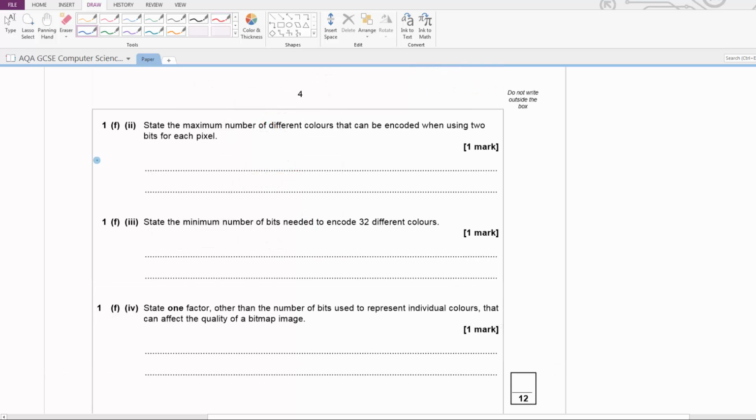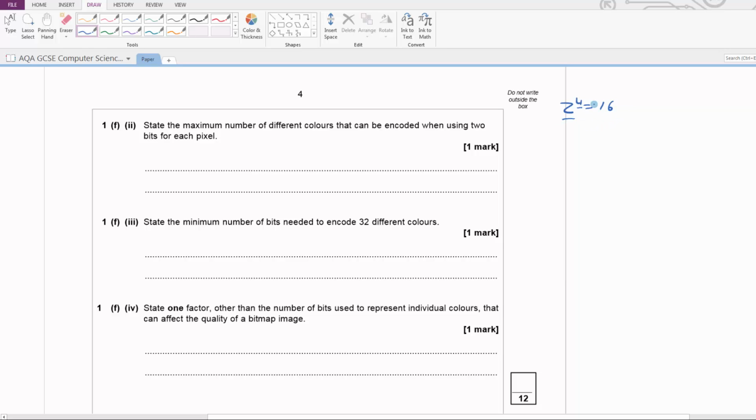F II says state the maximum number of different colours that can be encoded when using 2 bits for each pixel. So basically, how many combinations can we get using 2 bits for each pixel? I talked about this earlier actually unintentionally, I didn't realise this question was coming up. I said something like 2 to the power 4 equals 16. So when we have 4 bits with base 2, because it's binary, we can have 16 combinations.